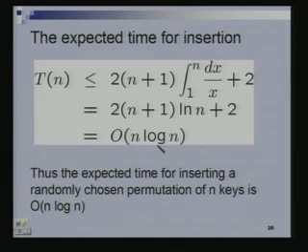So T of n is less than or equal to order n log n. So the expected time for inserting the n keys. So what have we done? We have actually done a very sophisticated computation here. And you have also understood it, right? Isn't that surprising?